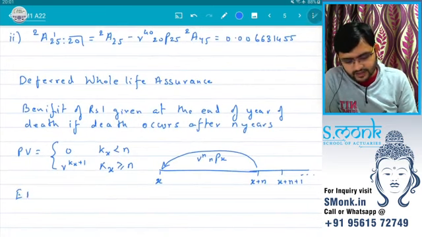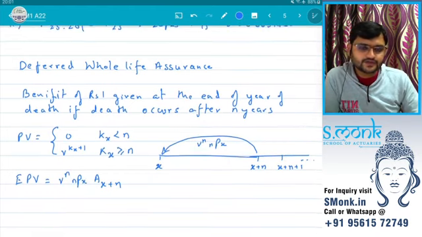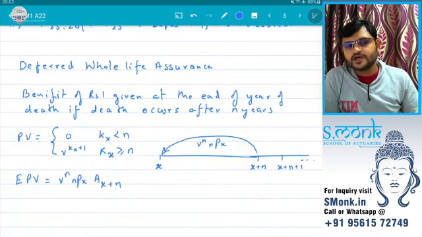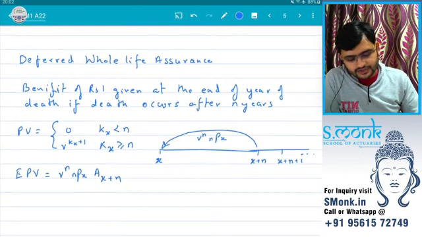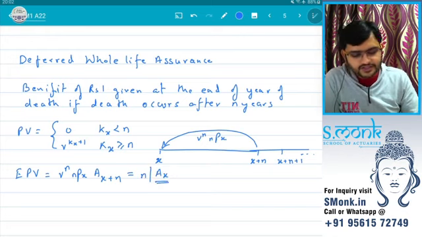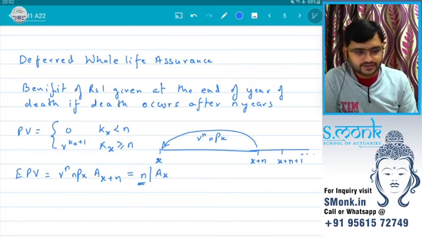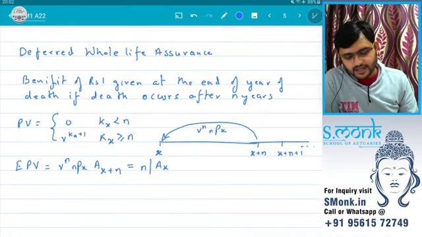So our expected present value becomes our whole life assurance, but starting after n years, x plus n, and before that we will be discounting for n years, and if the person survives for n years. So if the person survives for n years, then a whole life assurance starts. We can also write it as n deferred ax. So ax represents that there is a whole life assurance for a person age x today, and we are saying it is deferred by n years.